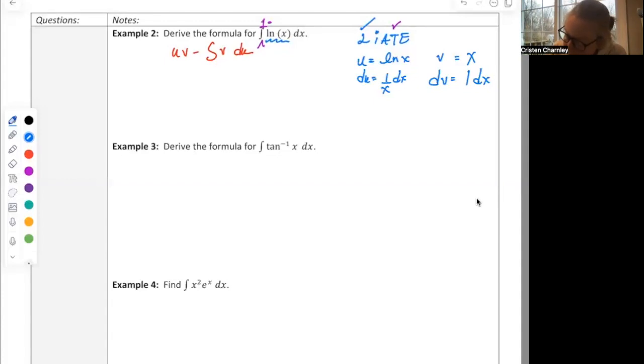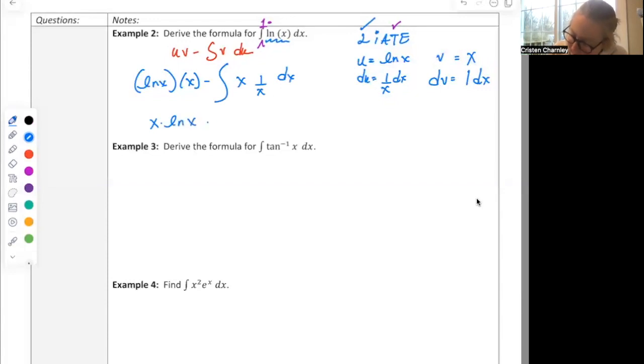So when I put the pieces in, I've got natural log of x, v is x, minus the integral, v is x, and du is 1 over x dx. So I'm taking these pieces over here on the right-hand side and putting them into the formula. And now what I need to do is go back and simplify. This is not natural log of x squared. They can't be multiplied, but I'll put this in the front. Minus the integral of 1 dx.